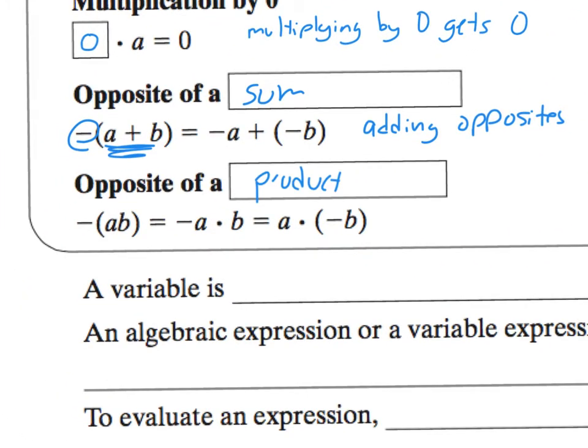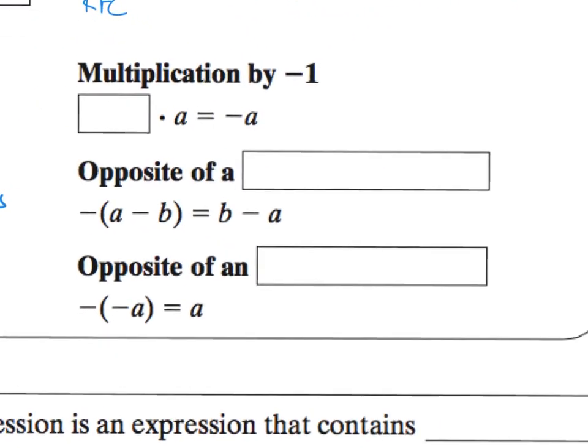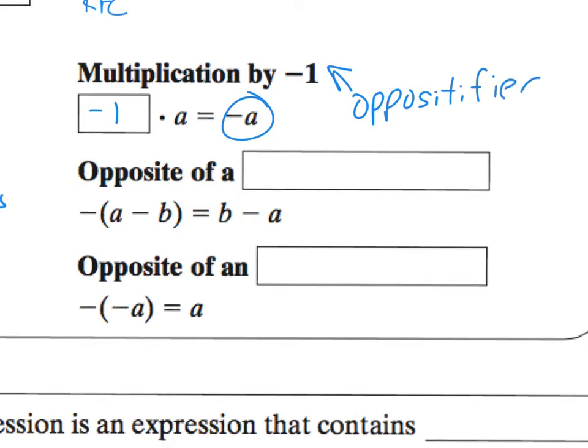So this one here, the opposite of a product, it's just like saying it's the opposite of one of the factors, and then multiply out. Okay, these ones seem unimportant to you, but they are rather important. Whenever you multiply by a -1, you get an opposite. This is called the oppositifier. I made that word up. It's the oppositifier. If you want to take the opposite, multiply by -1. Technically, divide by -1 is lo mismo.